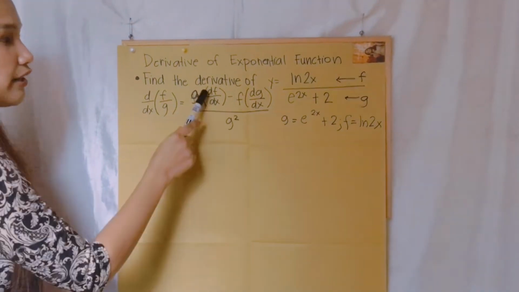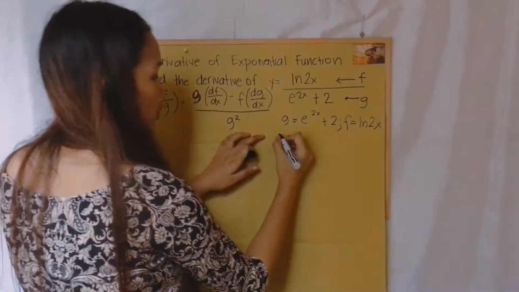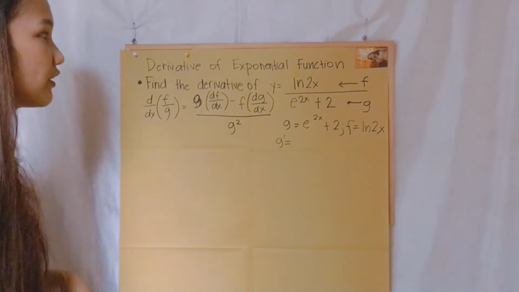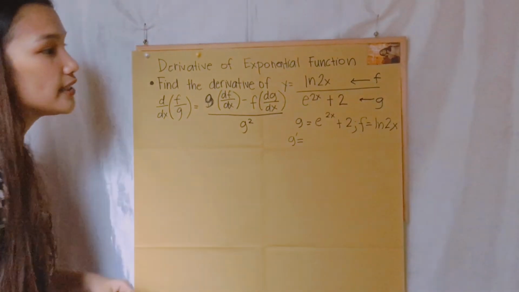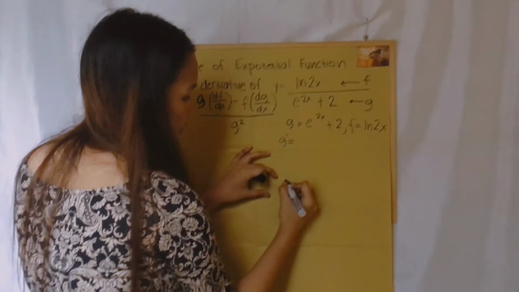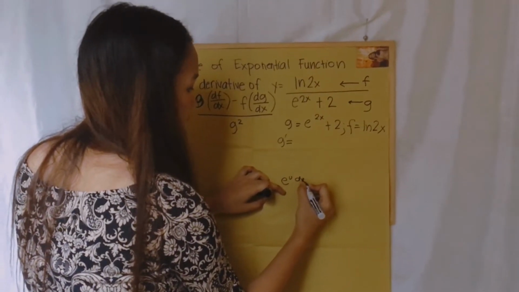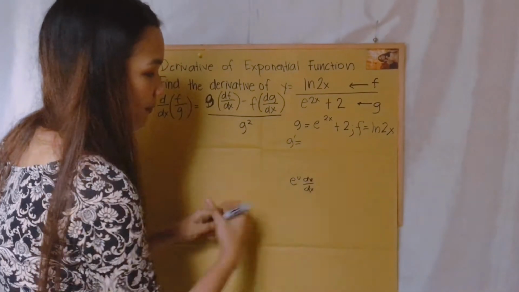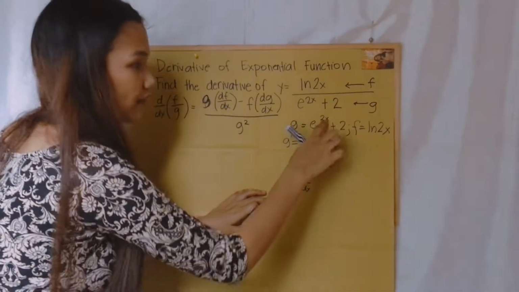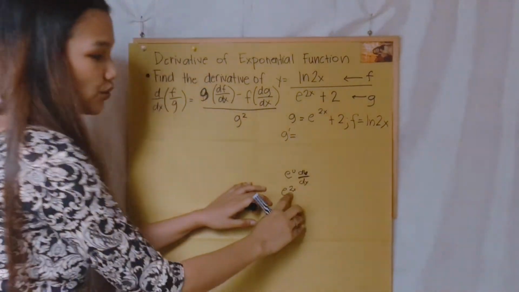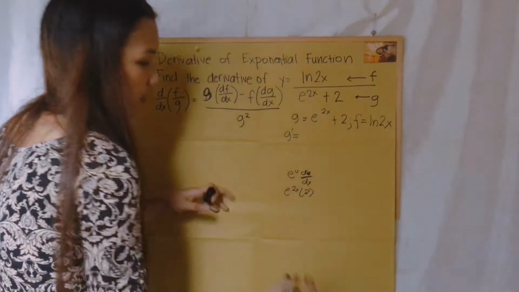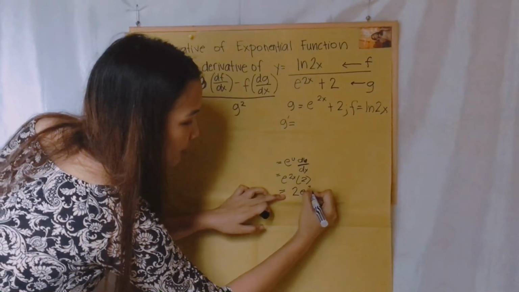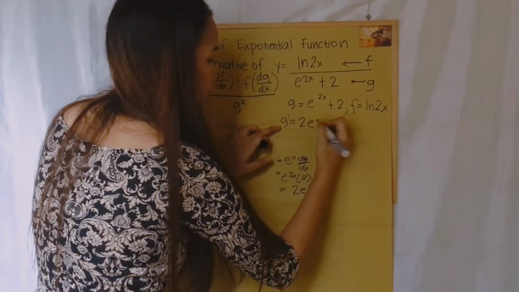Now, we are going to find the derivative of f and the derivative of g, or the f prime and the g prime. First, the g prime. According to the exponential property, the formula for the derivative of e to the u is e to the u times the derivative of u over dx. Here u is the power 2x, so we put e to the 2x, and the derivative of 2x is 2. So now we have the g prime, which is 2e raised to 2x.